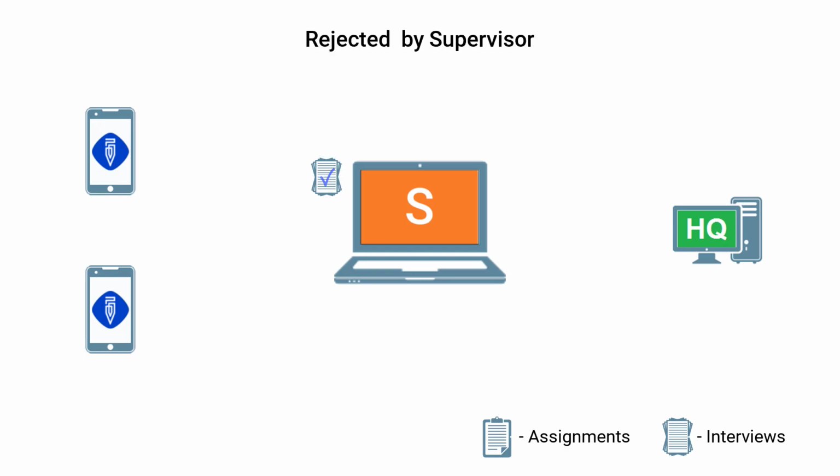Rejected by supervisor. This means that a supervisor has rejected the interview and the interview is sent back to the interviewer who completed it. The interviewer must now address the supervisor's concerns by changing the questionnaire and providing explanatory comments. Approved by supervisor. This means that the supervisor has approved this interview and it is now sent to headquarters. Headquarters can now approve or reject the interview after reviewing it.